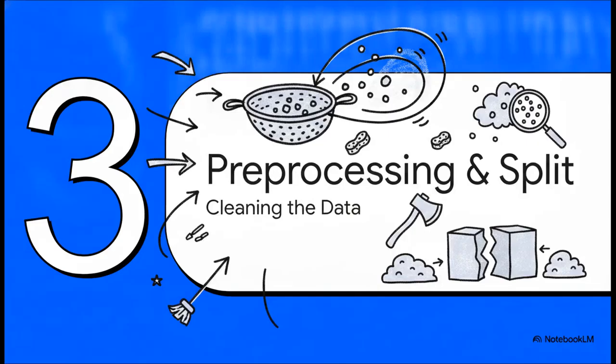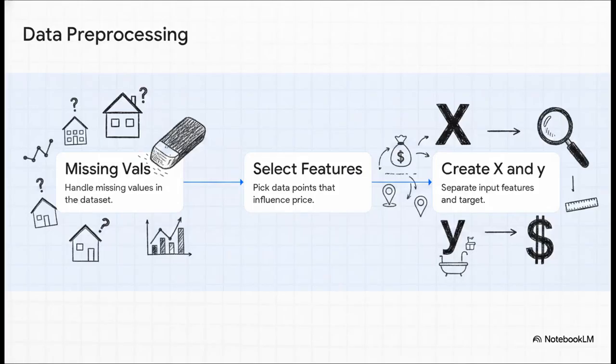Moving right along to Section 3, Pre-processing and splitting data. It is time to clean this data. Here are the exact sequential steps for data pre-processing laid out in the blueprint. First, we absolutely have to handle missing values.